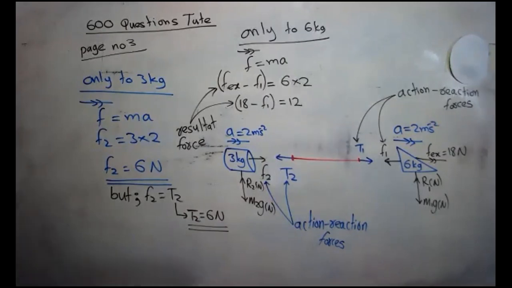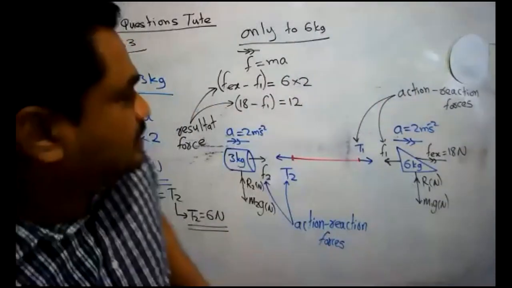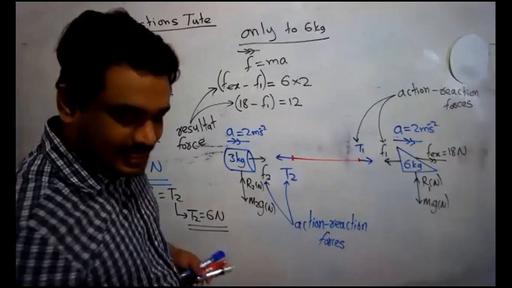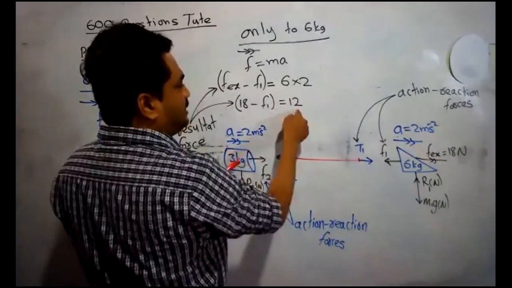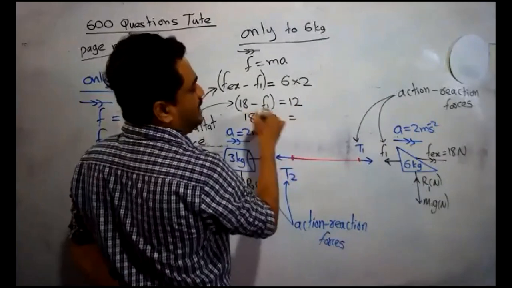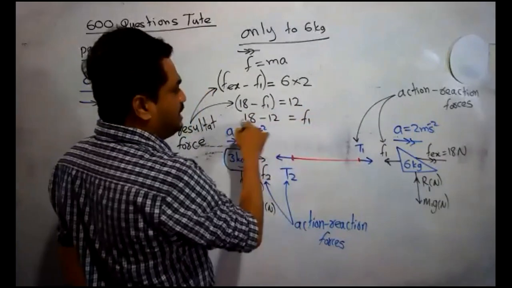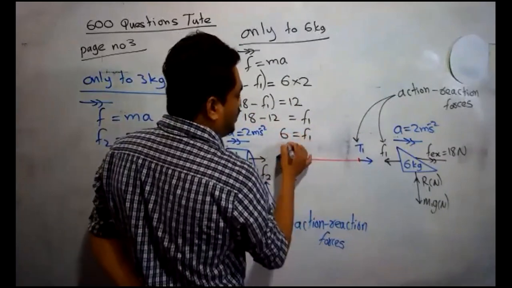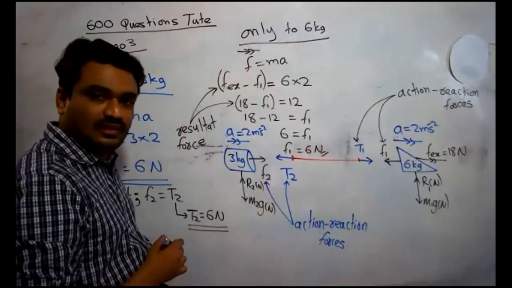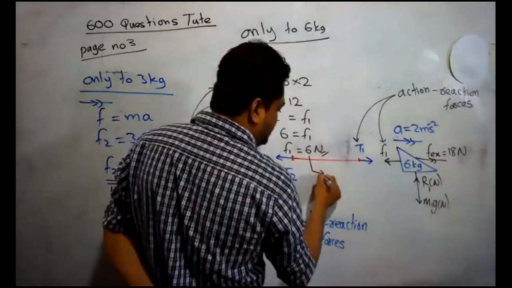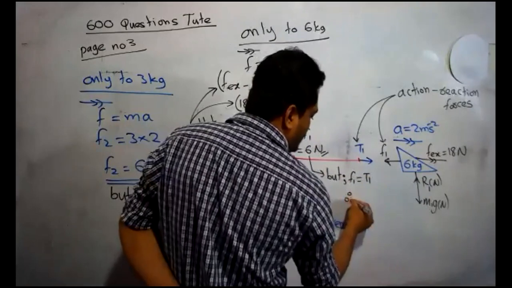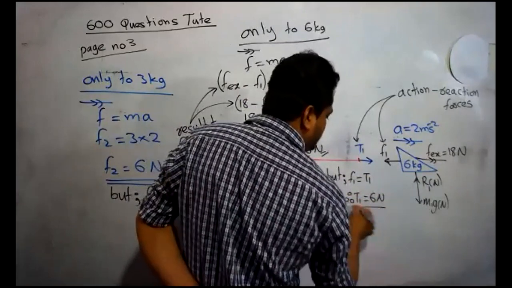Right. Let me take this plus 12 to this side. 18 plus 12 comes to this side as minus 12. Minus F1 goes to the other side as positive F1. 18 minus 12 is 6. So F1 equals 6 Newton. Who got this answer? But we know that F1 equals T1. Therefore, T1 is also 6 Newton.